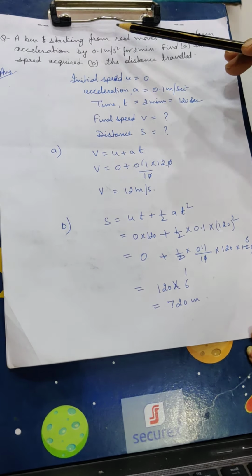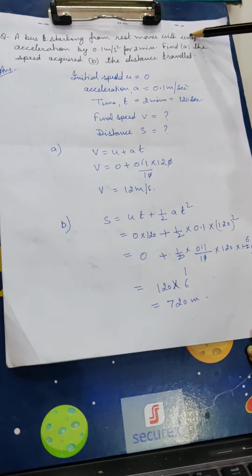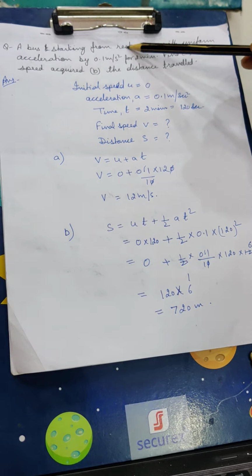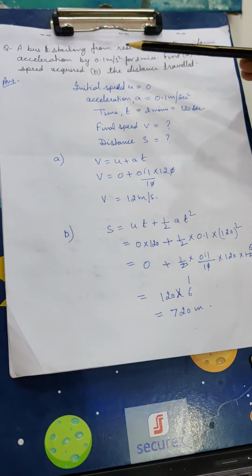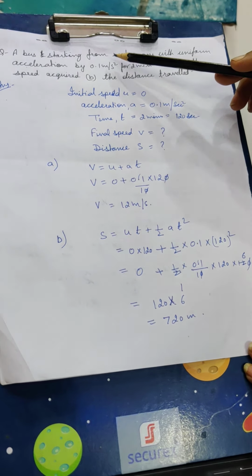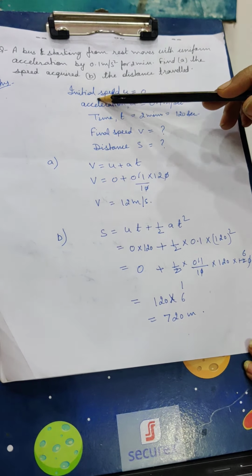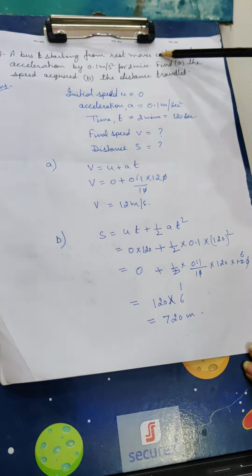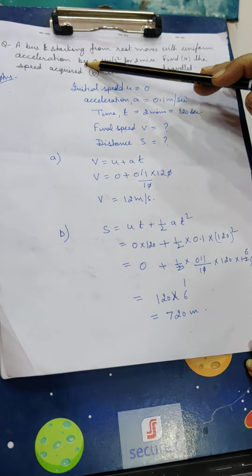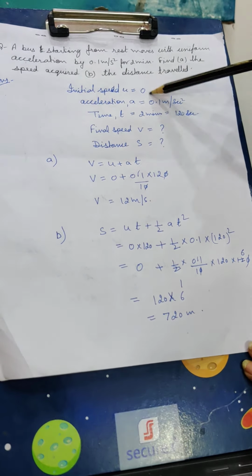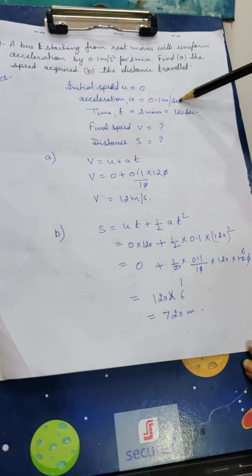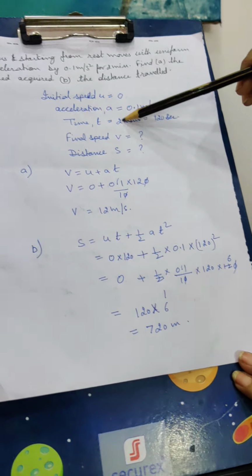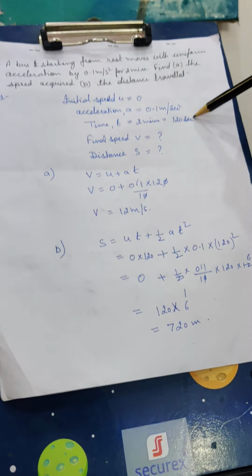A bus starting from rest moves with uniform acceleration. Now, bus starting from rest, what is zero? I told you in my notes that when something starts from rest, its initial speed, that is u, is equal to 0. Acceleration is given as 0.1 meter per second square and time is 2 minutes. 2 minutes means 120 seconds.